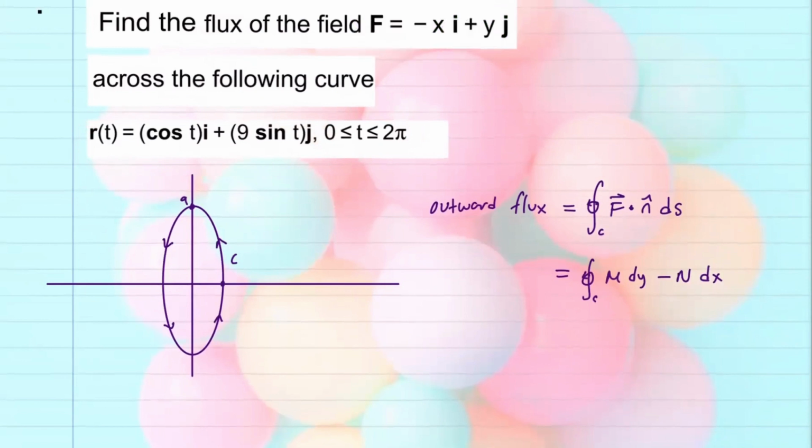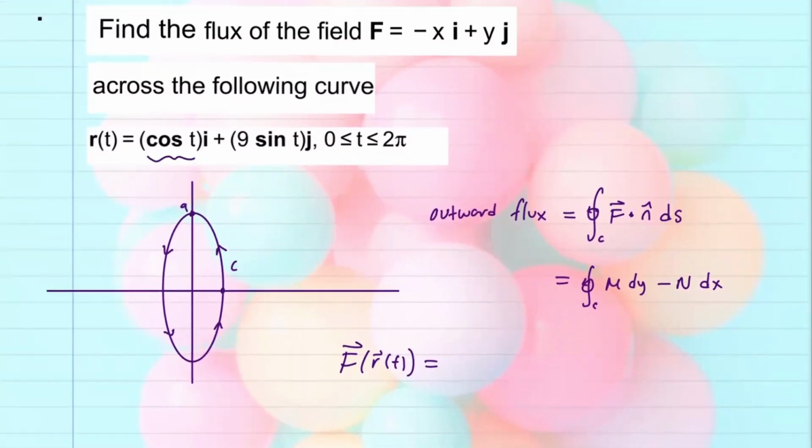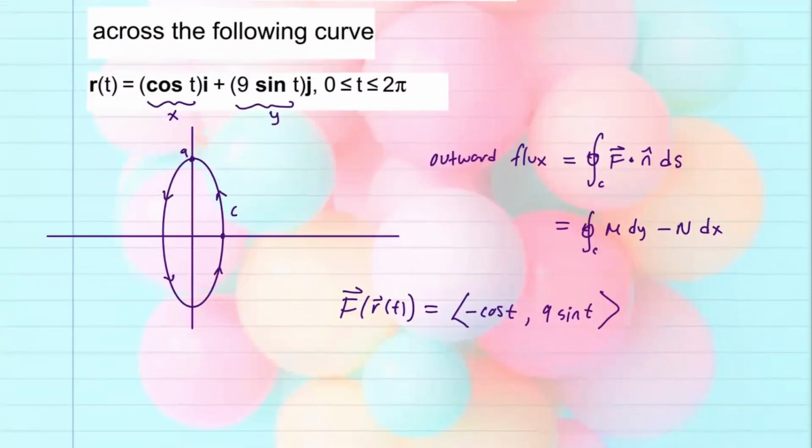So we need to express F as F of r of t. We're going to evaluate F at r of t. The first thing you want to do is find F of r of t, so plugging in each component. We know this is the x component. This is our y component. Let's substitute them into our field. The first component is negative x, so that'll be negative cosine of t. The second component is y, so that would be 9 sine of t. So that's our F of r of t. And here you pick out your functions.